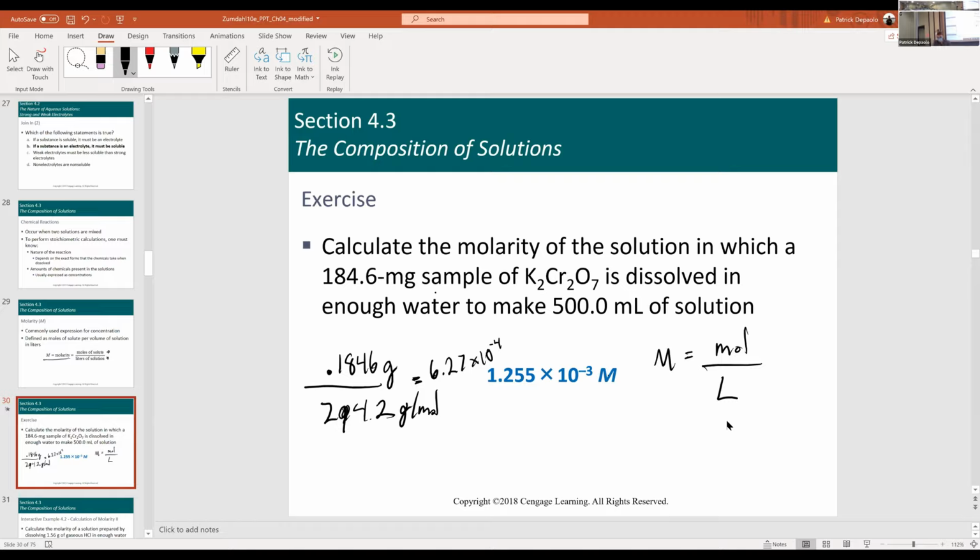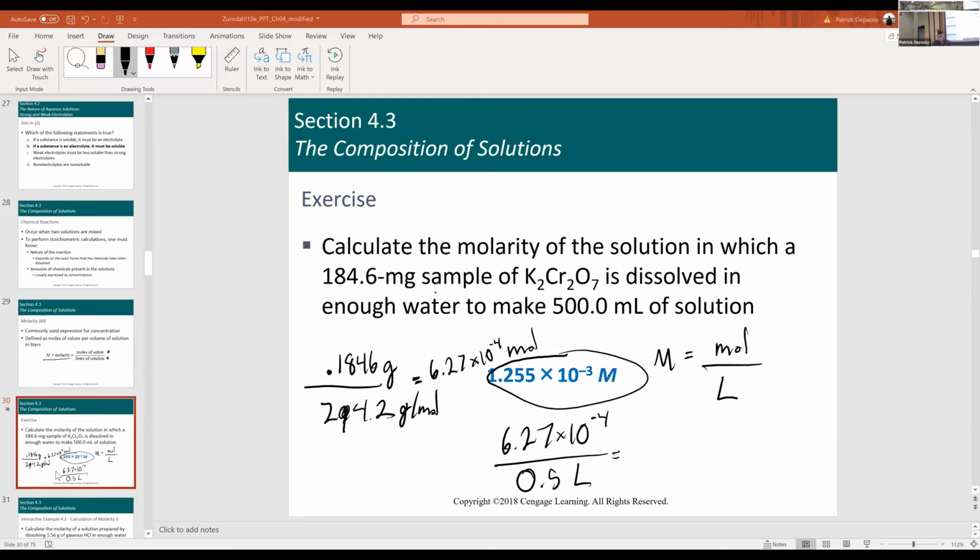All right. So when you figure out the moles, so you're doing the grams divided by the molar mass, we get 6.27 times 10 to the negative 4 moles. And we're dividing that moles by the liters of the solution, which we know from the problem is 0.5 liters or 500 milliliters. And you get 1.255 times 10 to the negative 3, about. So there you go. Okay, any questions on that? Anybody online or in person? No? Pretty good? Okay, cool.